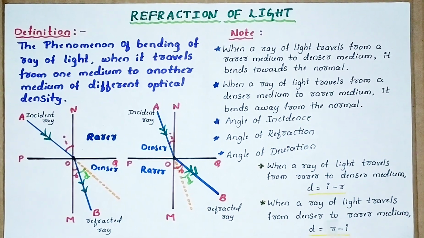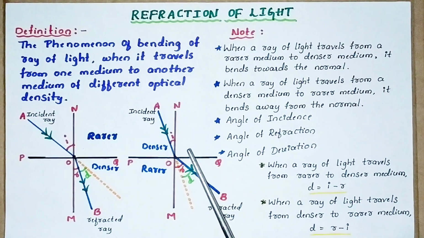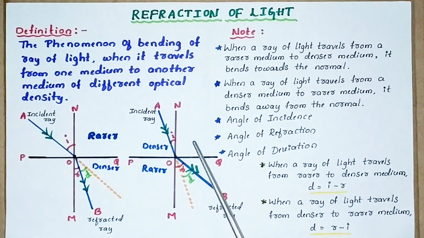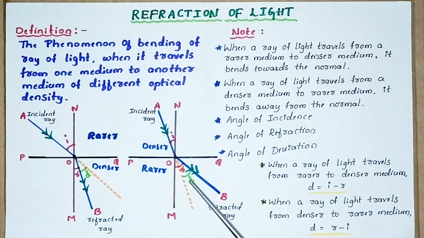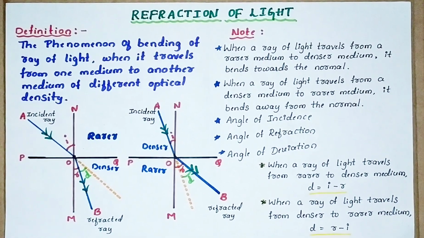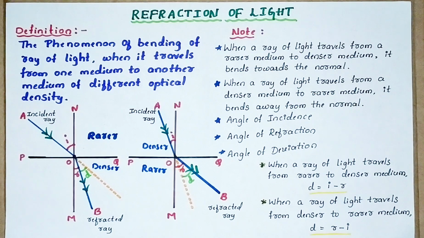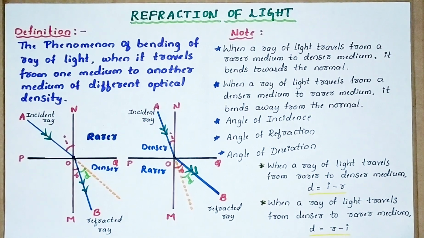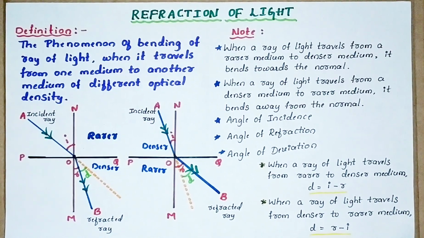Similarly, when light is traveling from denser to rarer medium, you can observe the second diagram. What is the value of D? Total angle is how much? This is R. Half of the angle is I. So D equal to R minus I. You can remember these two equations while solving the numerical problems. Remember the point. When light is traveling from rarer to denser medium, then D equal to I minus R. When light is traveling from denser to rarer medium, then angle of deviation D equal to R minus I.